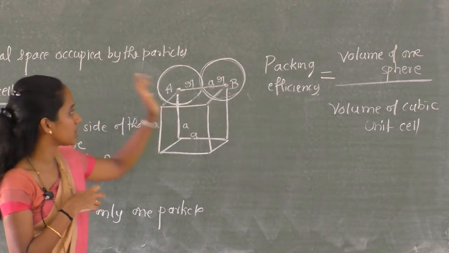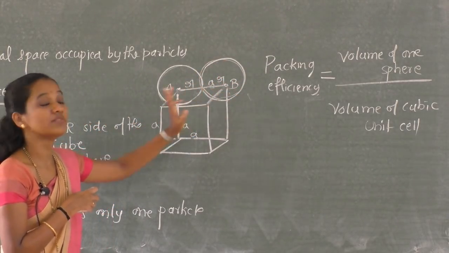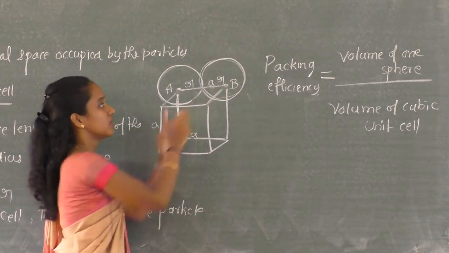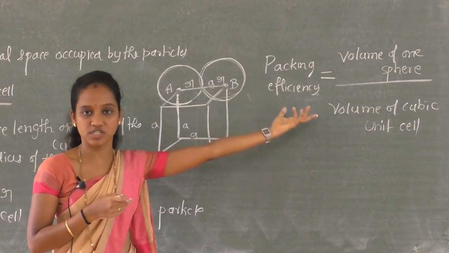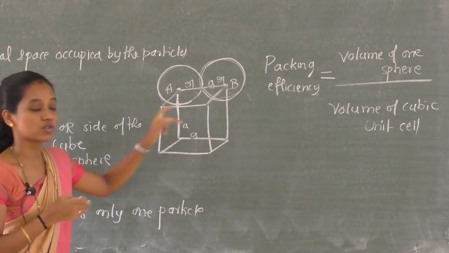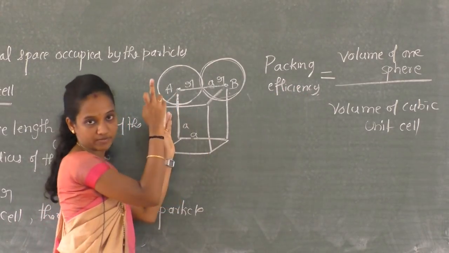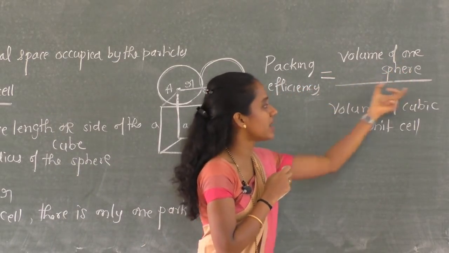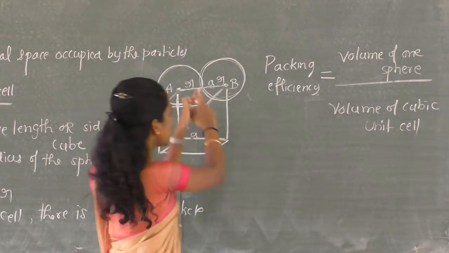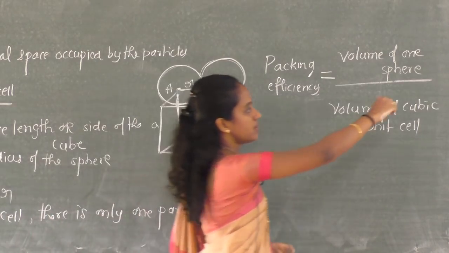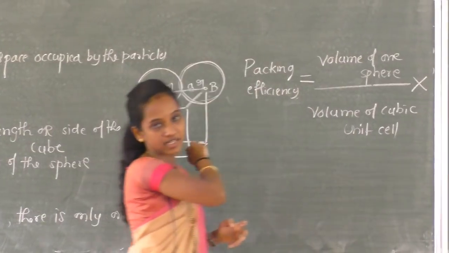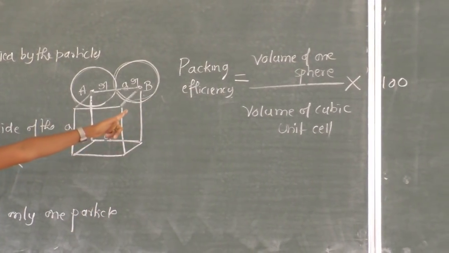Why is it 1? Because it is a simple unit cell where only one particle is present. You need not consider these two spheres. They will be shared by 8 other unit cells. So the particle that belongs to this particular unit cell is only 1. So volume of one sphere divided by volume of the cubic unit cell into 100. In percentage we have to calculate the efficiency.